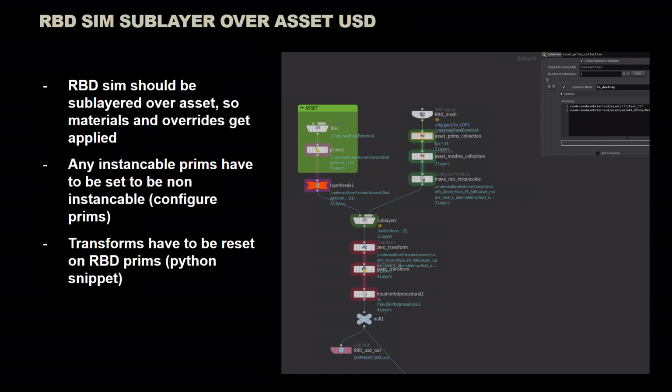And the trick about instanceable prims is that they have to be converted to non-instanceable prims. And transforms have to be reset on RBD prims. Thanks to Luca, there is a snippet in his USD survival guide. And then you see that there is a ROP with which you write your RBD thing. And of course, then you can also apply some materials to inside faces, and that's all that we did on the project. Okay, we are good with time.